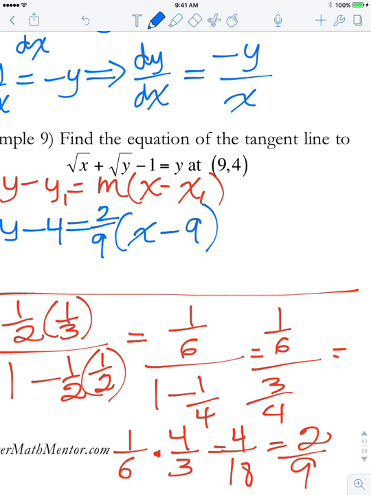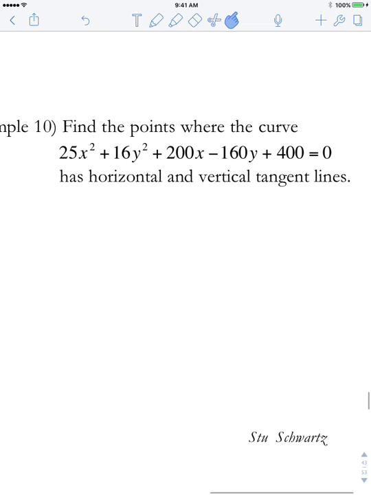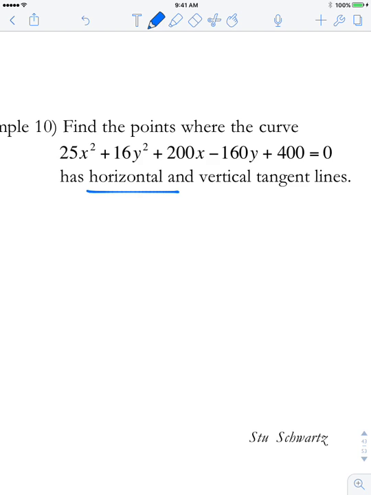And let's see, what other problems do we have here that we can do? Find the points where the curve of this function has horizontal and vertical tangent lines. Well, horizontal tangent lines are when the slope is 0. That's when m equals 0. And vertical tangent lines, that's when m is undefined.